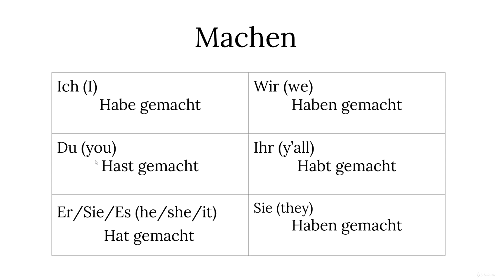Again, with the verb machen, to do, ich habe gemacht. Du hast gemacht. Es hat gemacht. Wir haben gemacht. Ihr habt gemacht. And Sie haben gemacht. Gemacht stays the same at the end of the sentence, and haben is the one that should be changed, based on the pronoun, of course.